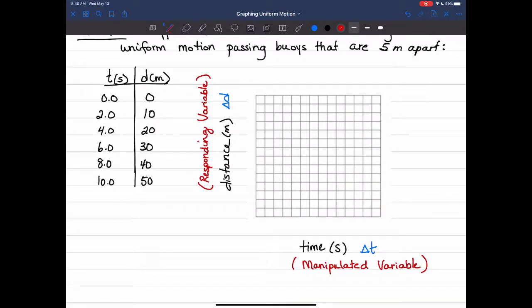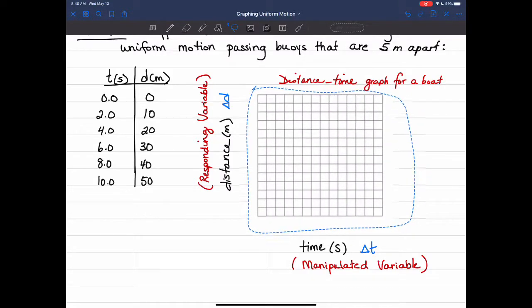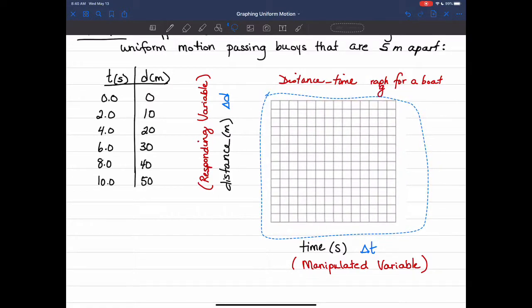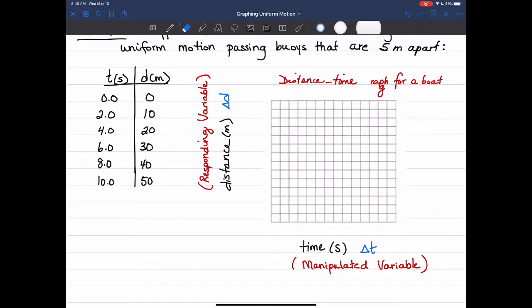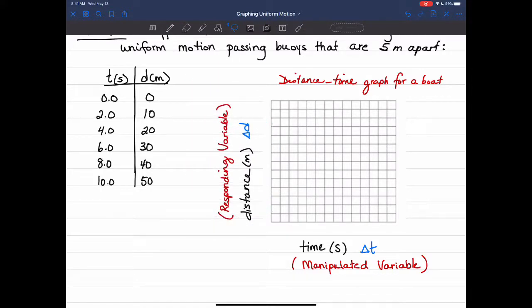And obviously when it comes to a graph, you should always have a title. For the title here, we could say this is just a distance time graph for a boat. I might decide to move this a little bit more to the center. There, it's a little bit more center. Now it's time for us to put our numbers.